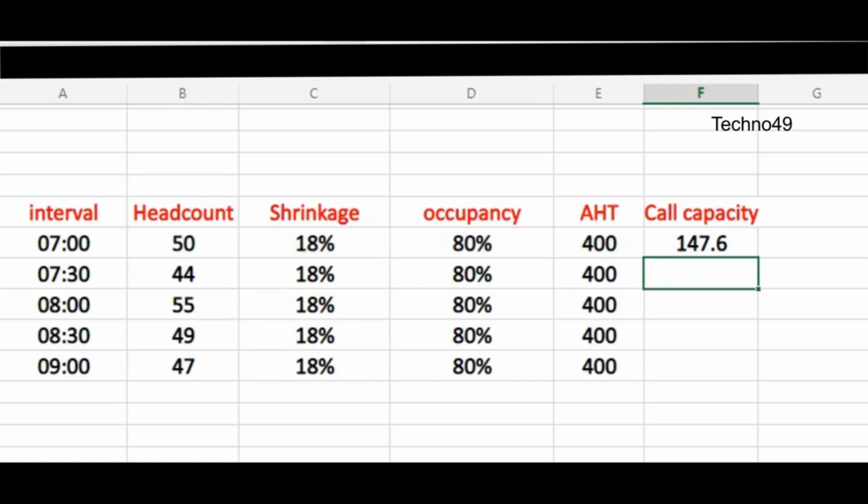Now we can see that the call capacity is approximately 148 calls that can be answered with this head count of 50. So you can simply go through this formula that I have just put down here to get to know what kind of call capacity we can have.